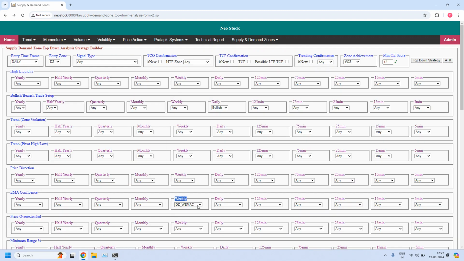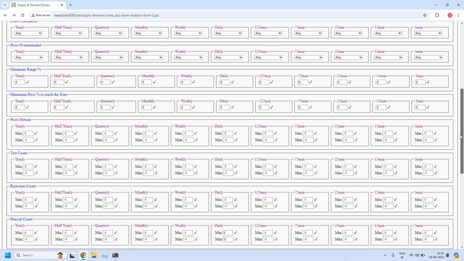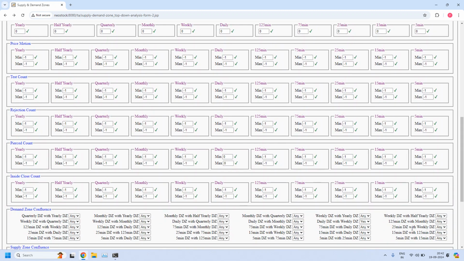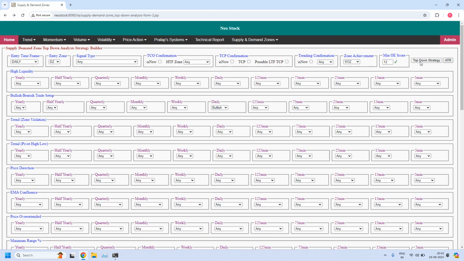In the weekly EMA, I am disabling the filter. Now let's look for LTF, ITF, HTF. That means the daily zone together with the weekly zone should be part of the monthly zone. For that, daily demand zone with weekly demand zone confluence is already enabled. Daily demand zone with monthly demand zone confluence I am enabling, and also weekly demand zone with monthly demand zone confluence I am enabling. That is LTF, ITF, HTF confluence.